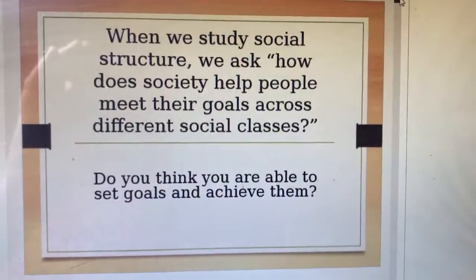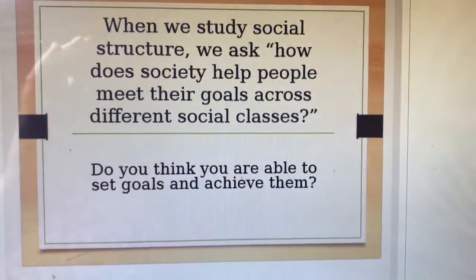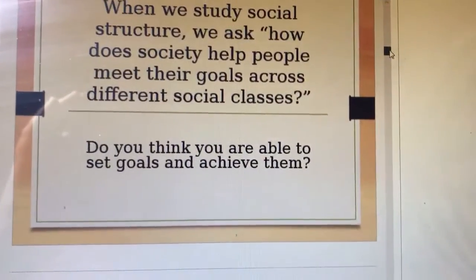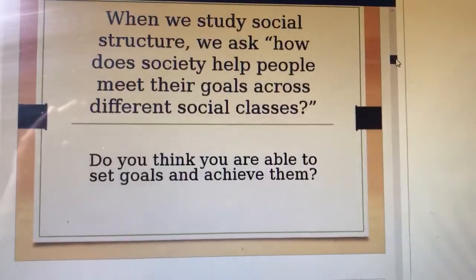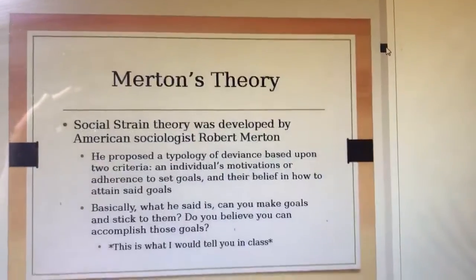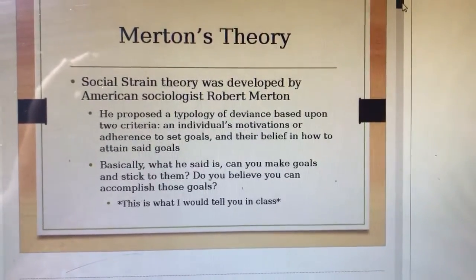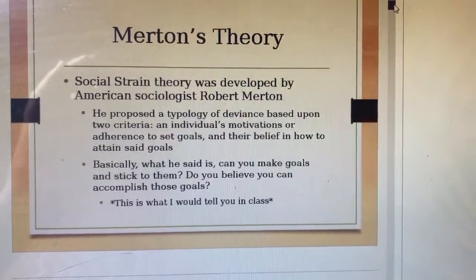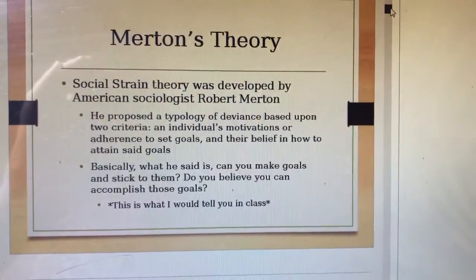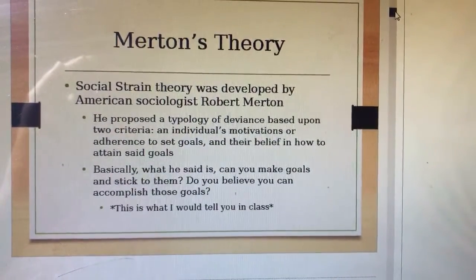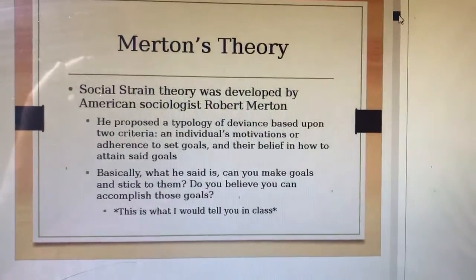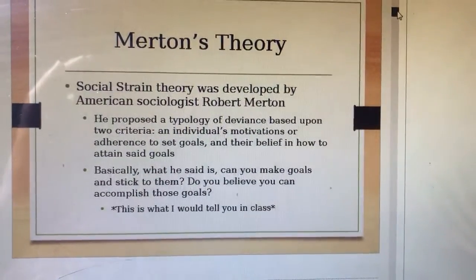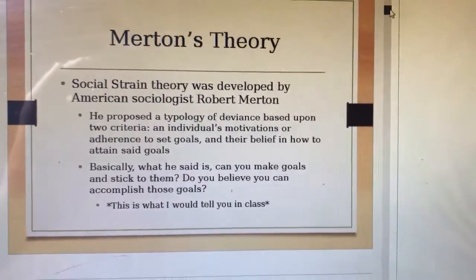So one of the big things that you look at when you study social structure is, how does society help people meet their goals? And you could argue that school helps you meet a goal. We have parental units to help you meet goals. So there's a guy by the name of Robert Merton, and he basically said there's a reason that we have deviant behavior, and so deviant behavior is criminal behavior in our society. He says the reason we have deviant behavior is because we have these problems with people's motivation and how they stay connected to getting things done, and also their belief on whether or not they can get things done.